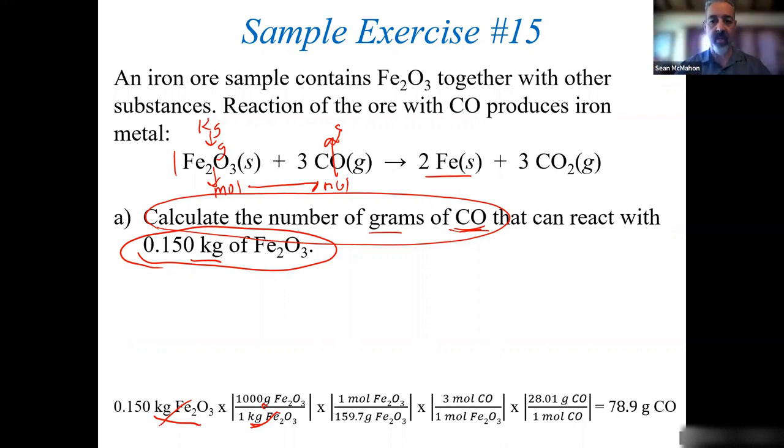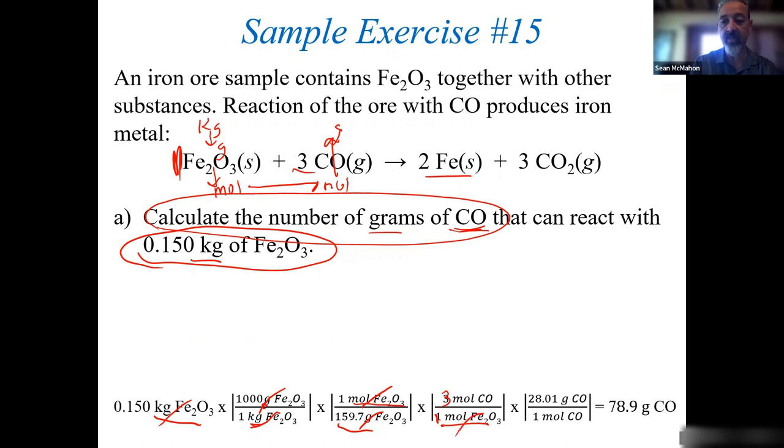We've been doing this, right? So there's 159.7 grams of iron 3 oxide per mole. The grams unit cancels. I use a balanced equation to show me 1 mole of iron 3 oxide is 3 moles of CO2. So I need to get rid of this unit, moles of iron 3 oxide, so I put it on the bottom. It's a 1 to 3 mole ratio.